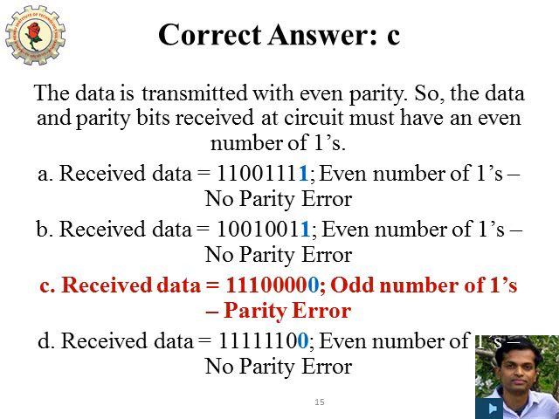The answer is C. What we have to do is write the data and parity bits in order and check whether there is an even number of ones. If there is an even number of ones, there is no parity error, but if the number of ones is odd, there will be an error. In case C, there are only 3 ones, so even parity is not maintained and there is a parity error, so the receiver has to discard the data.